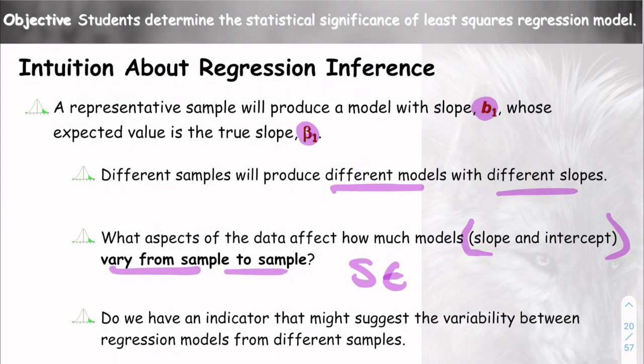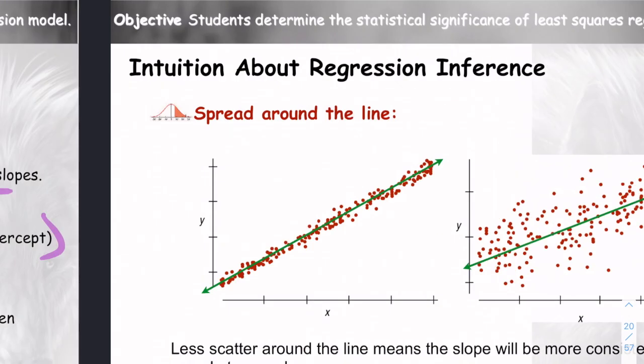And it's not as simple when we're talking about standard error in this case, because we have a lot of different factors going on. So what affects the standard error for our slope and for our y-intercept? Do we have any indicator that might suggest the variability between regression models from different samples? So we have three things that we are going to look at here.